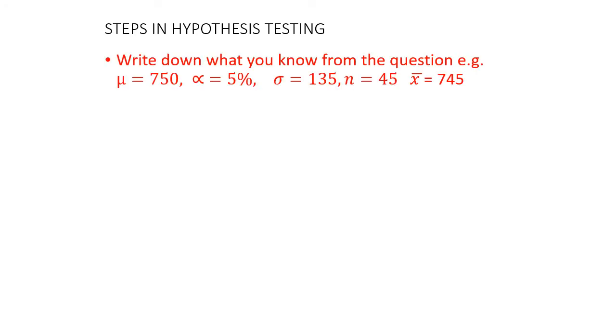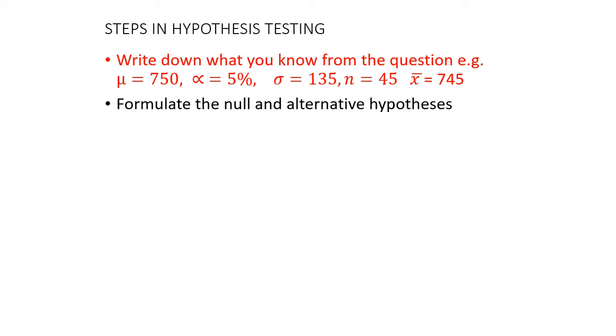Let's look at the steps that you take when you're doing hypothesis testing. Obviously, you would need some information to be able to do hypothesis testing. You would need your mu, your significance level, which is the alpha, the standard deviation, n, which is the number in the sample, and then you need your mean. So the first step is to formulate the null hypothesis and the alternative hypothesis. Null, that's H0, alternative, that's H1.